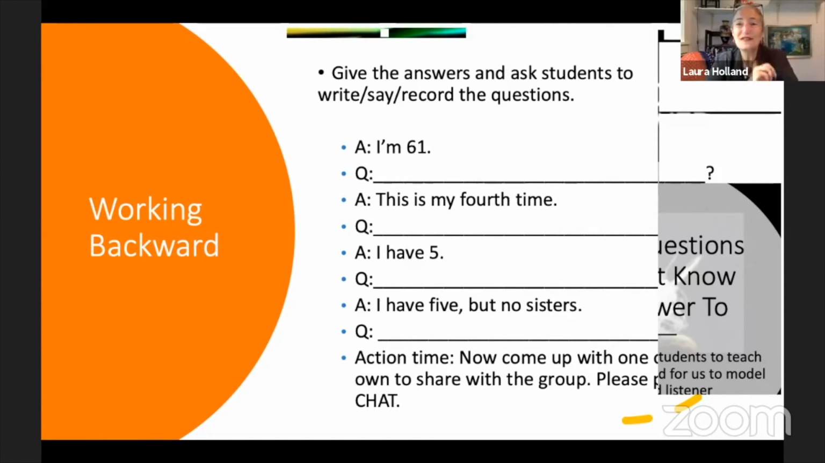Okay, now moving to working backward. One thing that you can do is, instead of asking a question, give the answer and then have them come up with the question. So let's try a couple here. I'm 61. What is a question that could be for that answer? Go ahead and put it in the chat.